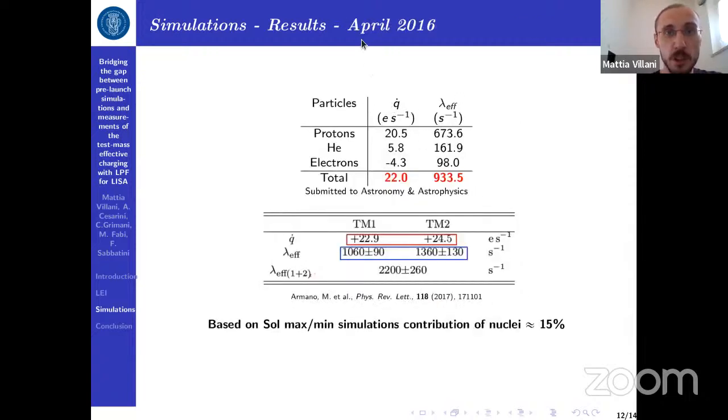Then we carried out a simulation for April 2016, when the measurements were carried out on board LISA. We considered protons, helium, and electrons. We see that the net charge resulted in 22 charges per second, very close to the 23-24 charges per second measured on board LISA Pathfinder. And the effective charge resulted in 933.34, which is very close to the 1,300 measured on board LISA Pathfinder. Based on the solar max and solar minimum simulations I showed in the slide before, one should add to the effective charging a contribution of about 15-20%, bringing our result even closer to the actual measurement.